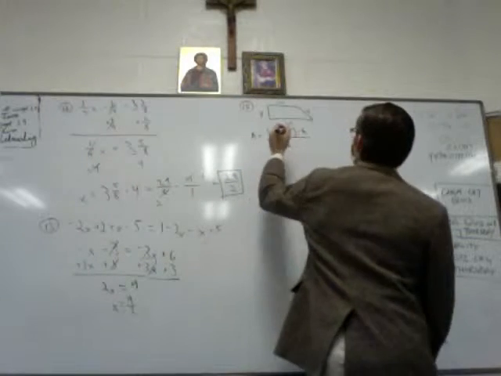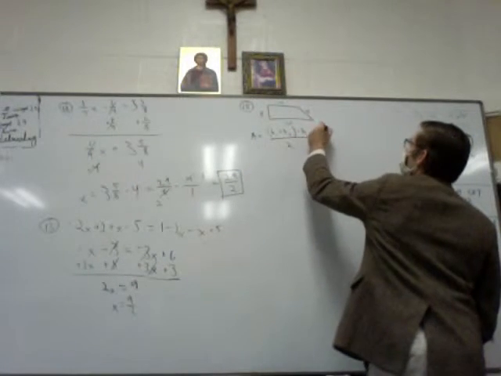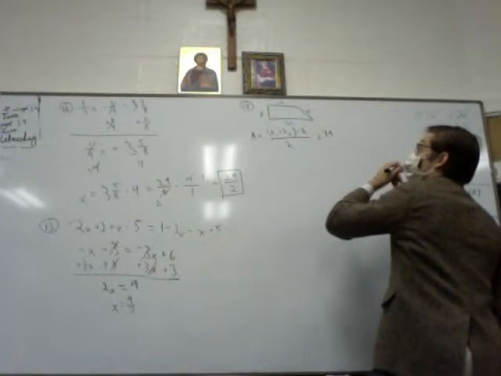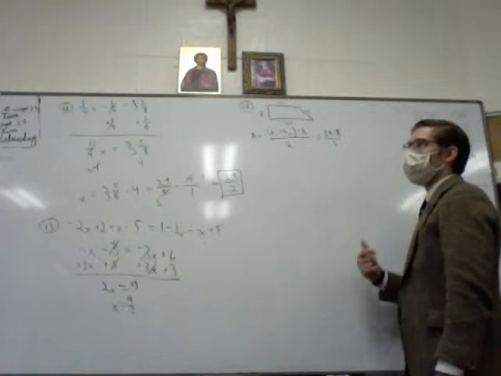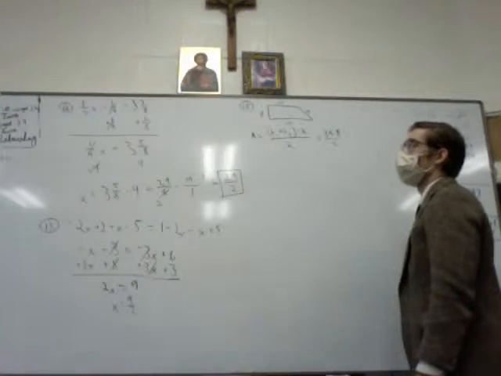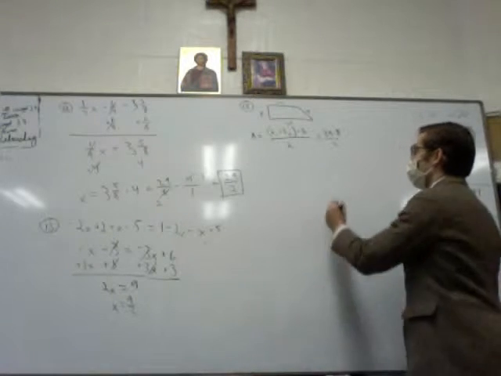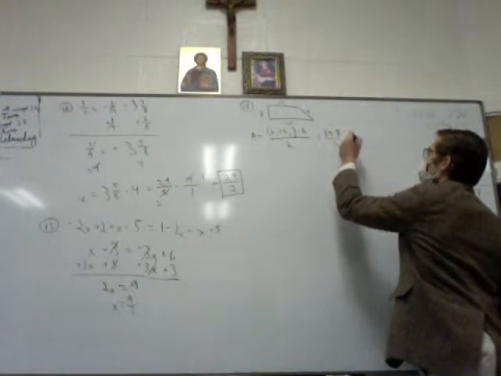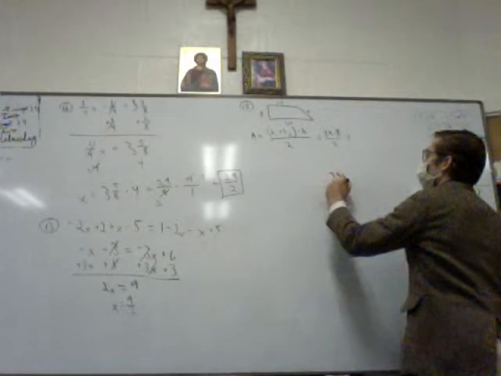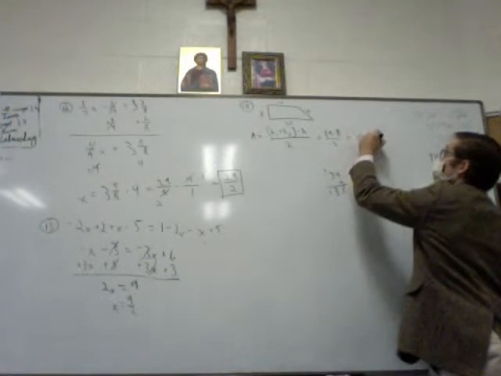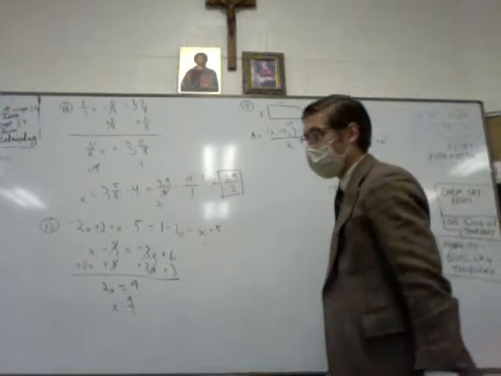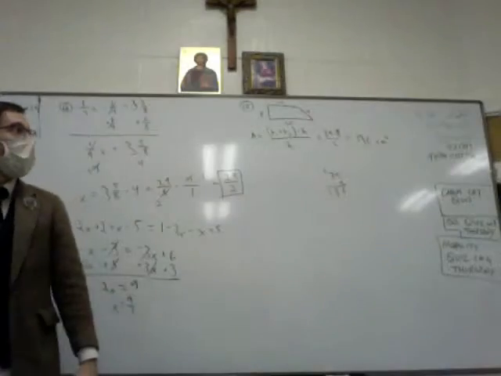Which will give us, base 1 plus base 2 is 34. The height is 8. 8 over 2, okay, it's going to be 4. 34 times 4, which will give us 136. Yes, 136 square centimeters. That's one way you could do it.